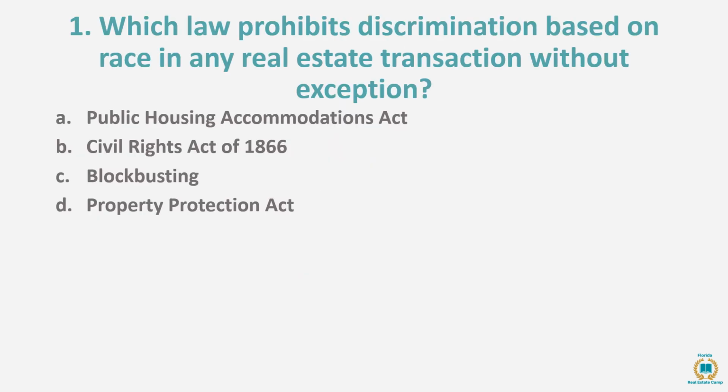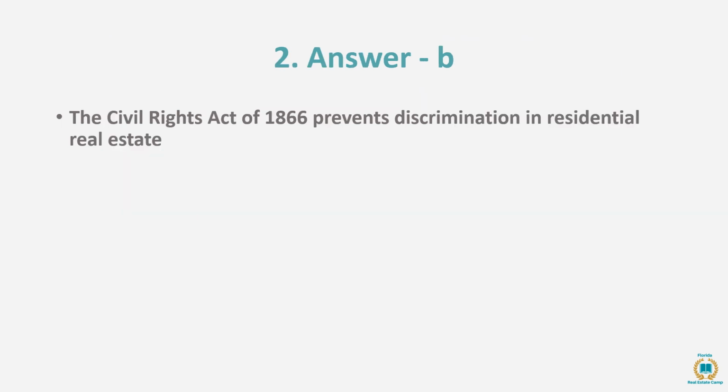Number 1, which law prohibits discrimination based on race in any real estate transaction without exception? Is it A, Public Housing Accommodations Act? B, the Civil Rights Act of 1866? C, blockbusting? Or D, Property Protection Act? The answer is B. The Civil Rights Act of 1866 prevented discrimination in real estate transactions.